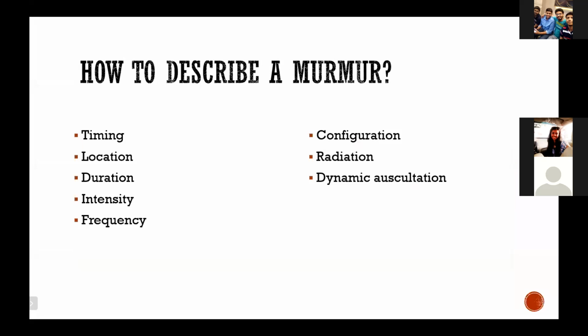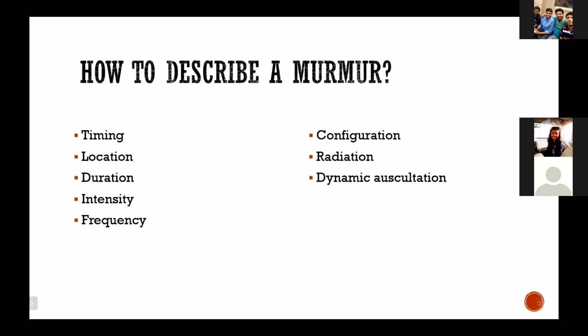Okay, so now you figured out whether the murmur needs to be evaluated further or not. So now you've decided that it's a pathological murmur. The next thing is, based on certain parameters, you can more or less come to a conclusion about the underlying etiological factor. For this, there are a few parameters under which you can describe a murmur.